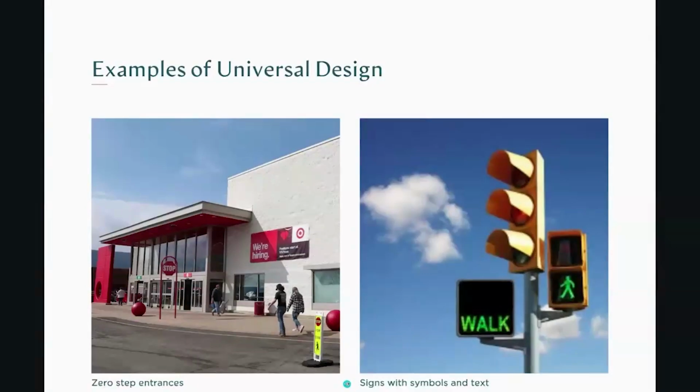Kind of going over into the product side, a good example of universal design is signs with symbols and text. So here you can see this as a crosswalk that says walk. Well, if someone doesn't speak English or doesn't read English, the little green walking guy can kind of get that message across as well. So, making sure that people with a lot of different abilities or lifestyles can be able to read signs and understand things as equally as the next person.